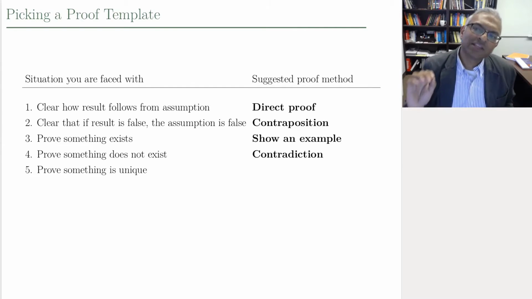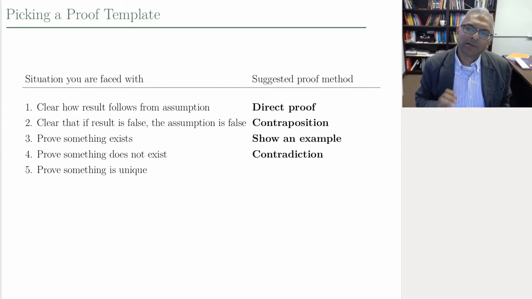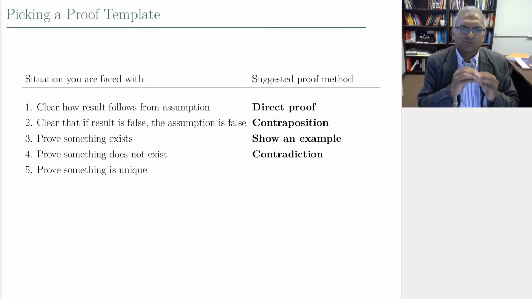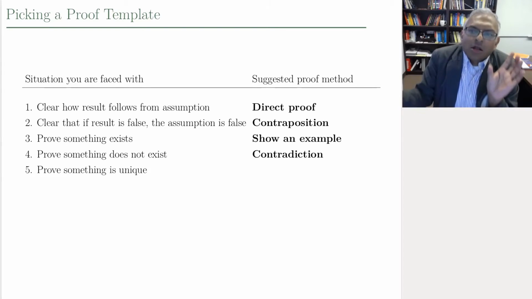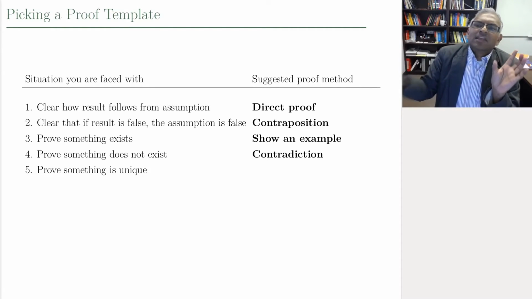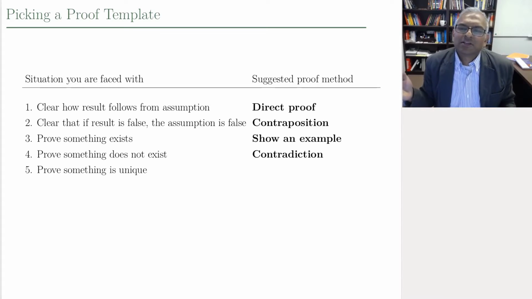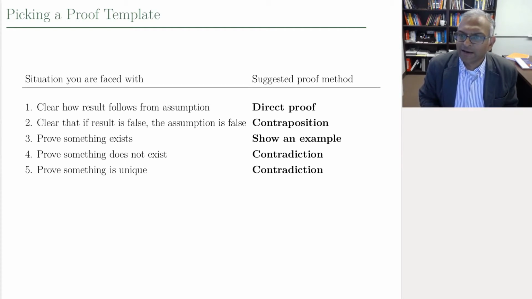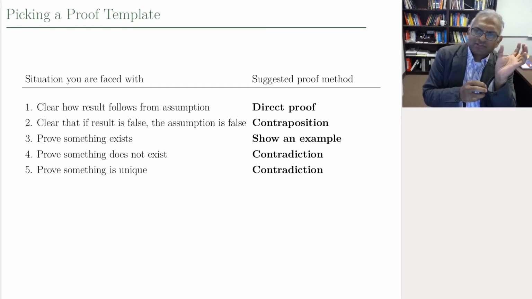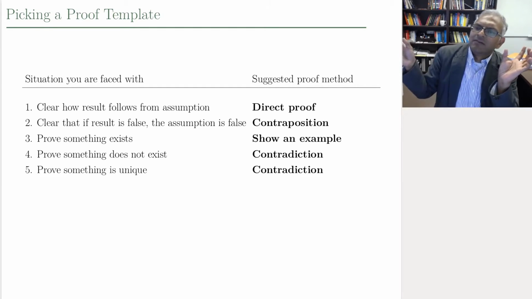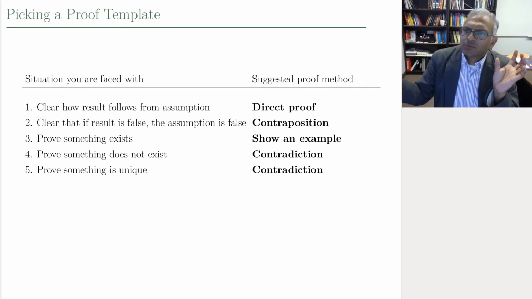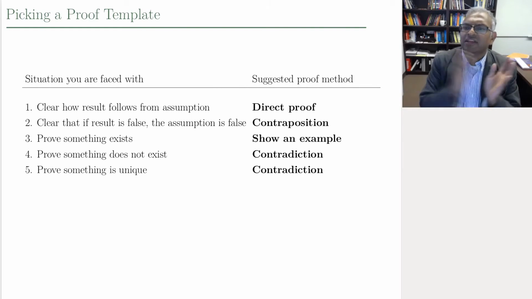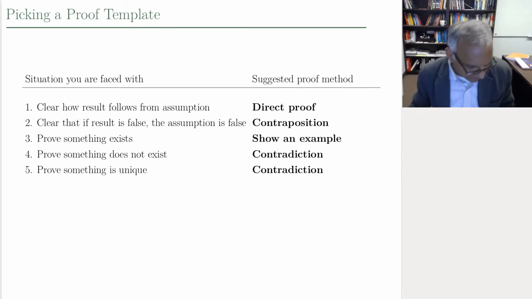You want to prove that something is unique. Again, very similar to proving that something does not exist. If you want to prove that something is unique, basically what you're saying is, I have something and I want to show that there does not exist another thing like that. So you're trying to prove that something does not exist. Contradiction is a good idea. So you have something. Assume that there is another thing like that. And then come to a contradiction, which means that that assumption is false. There's no other thing like that. It means that what you have is unique.